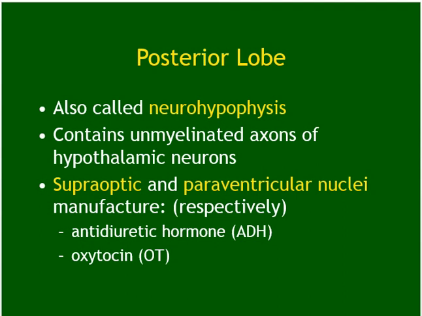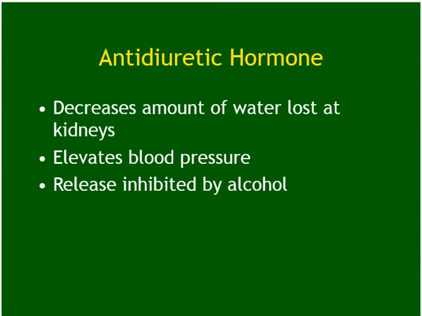Paraventricular nuclei, on the other hand, will secrete oxytocin. Oxytocin will leave the nuclei, travel along the axons of the hypothalamic neurons, and end up stored in the posterior lobe of the pituitary gland, and when needed it will be released and do the action as mentioned before. What's the ADH?